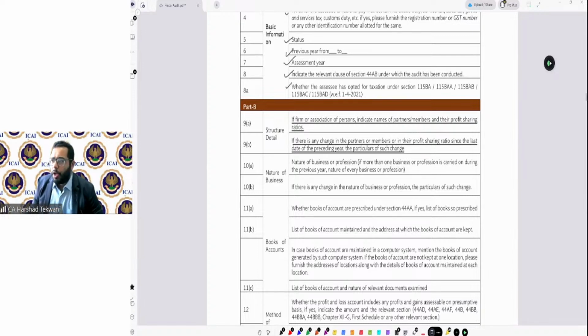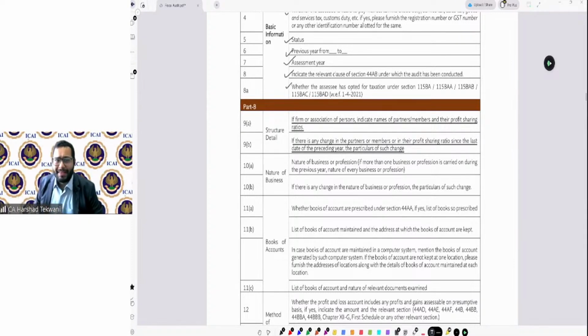Okay. So here, in case it's a firm, first of all, my question is whether this firm will include LLP or not. Yes, it will include LLP. Now, if this includes LLP, then I need to see the relevant documents for that also.